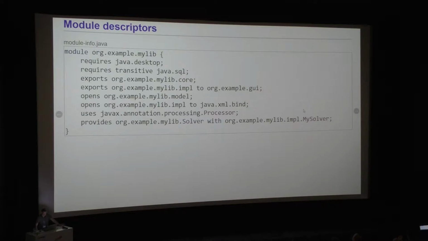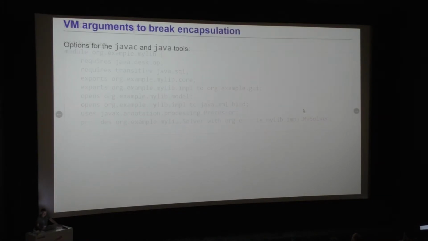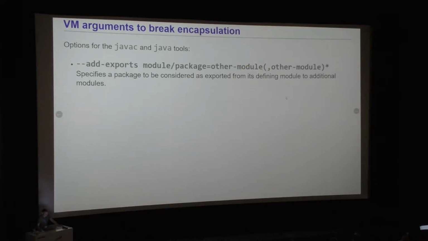We see that the Java module system provides strong encapsulation. A module can specify which parts of it are visible to other modules and which parts of it should be hidden. But sometimes we may want to break this encapsulation. We may still need to have access to the hidden parts of a module.